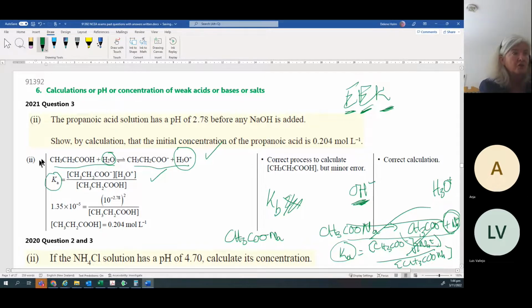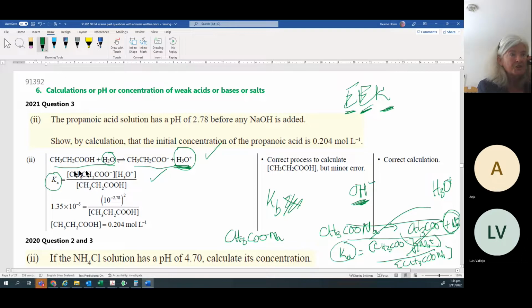So always make sure when you write the equation, if you haven't landed up with an H3O plus there, don't just put an H3O plus there regardless, just because you need it for Ka. Make sure your equation is balanced, because if you've got an H3O plus on the right-hand side and your equation is balanced, then you know you're on the right track.